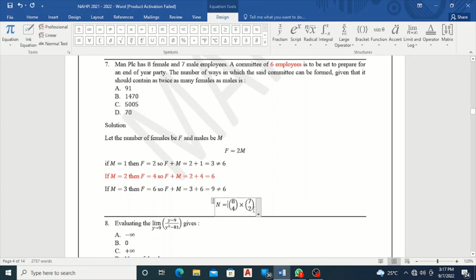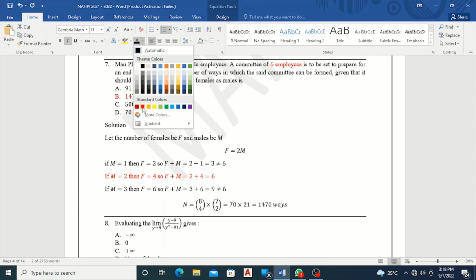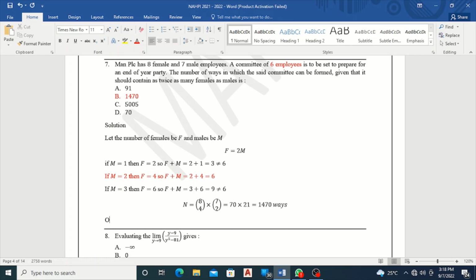So let me just say n, which is the number of ways. So 8 combination 4, you can punch it on your calculator. I'm actually using my calculator, it is 70. So here we have 70 times 7 combination 2. Please don't be confused here, because this notation is also the notation for combination. If you go into the exam, you see this notation, it also represents combination. So 8 combination 4 is 70, and 7 combination 2 is 21. When we multiply 70 and 21, we get 1470 ways. So option B is correct.